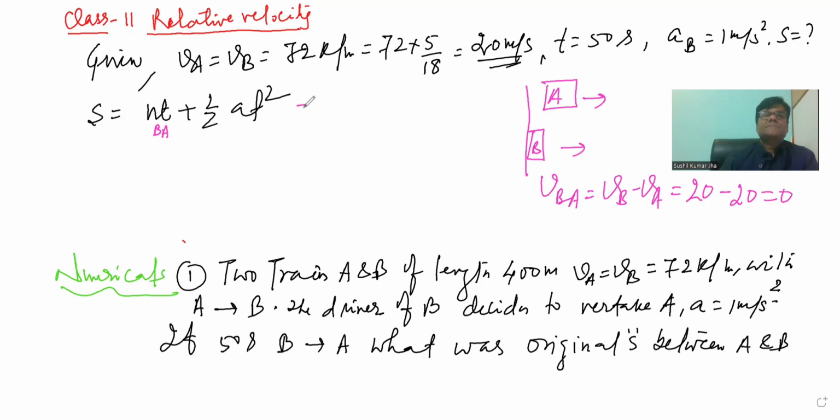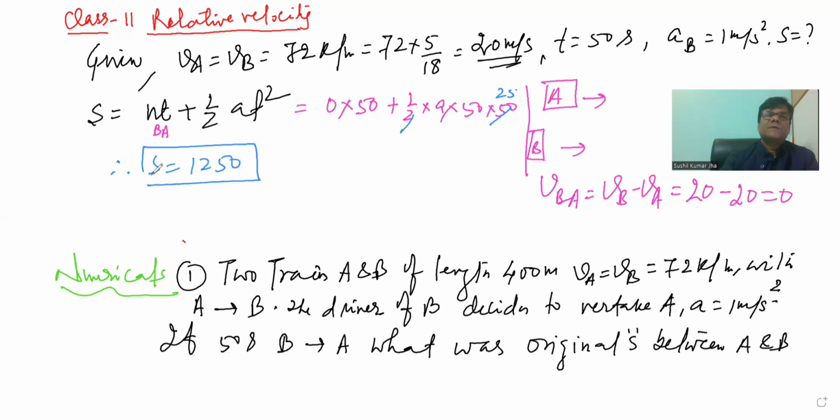So relative velocity of each is 0, which means 0 into time. The time reference given is 50, so let's multiply it by 50, plus half acceleration is A and time square is 50 into 50. So if we solve, we get 225. 25 into 5 is 125. So S becomes 1250 meter. This was the original distance.